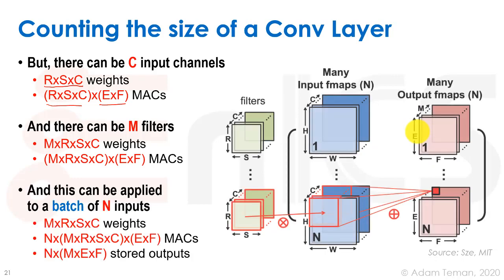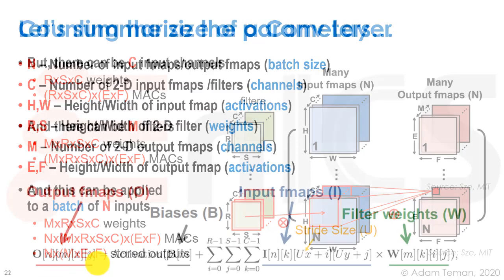And not only that, we often, at least in training, we do in batches. In batches, there are going to be N inputs. Okay, we have M by R by S by C weights. That means we need to do M by R by S by C by E by F MACs per layer, and we have N inputs that we're going to be applying to it, and we also have to store the partial sums, which are these guys. Okay, so we have M by E by F per image, and we're going to do it on N images, so we need N by M by E by F stored partial sums or outputs. So that's quite a lot.